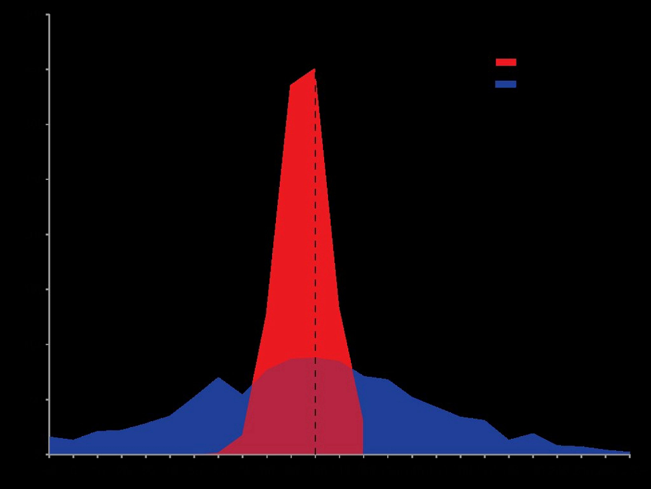As a simple example, the binomial distribution with p equals 1/2 describes the probability of getting k heads in n tosses of a fair coin. Thus the expected value of the number of heads is n/2 and the variance is n/4.